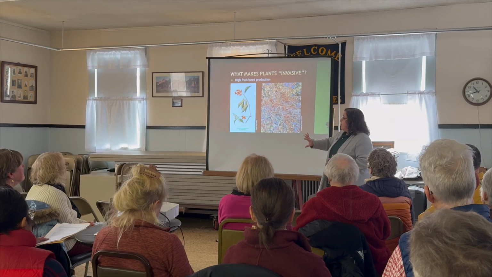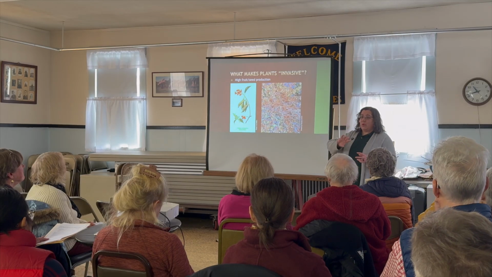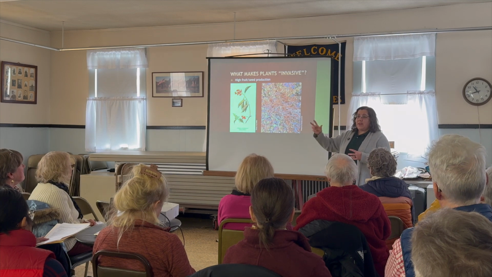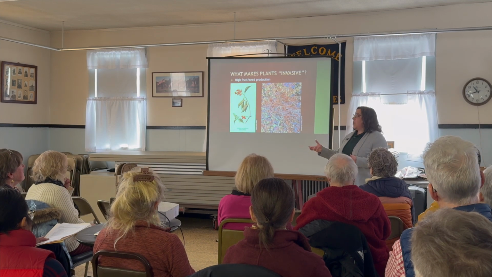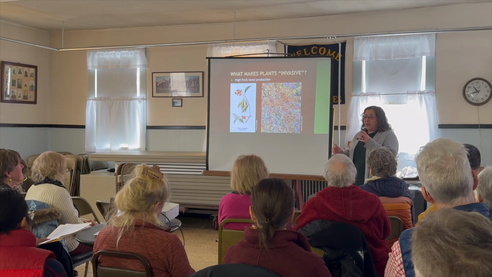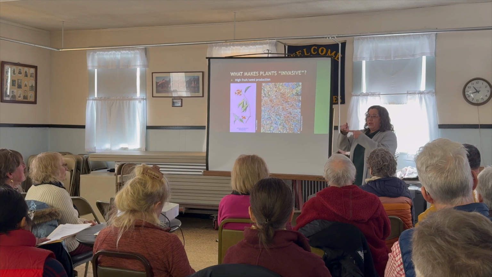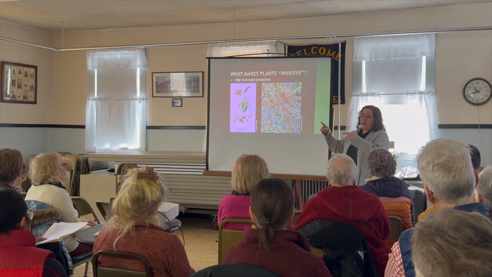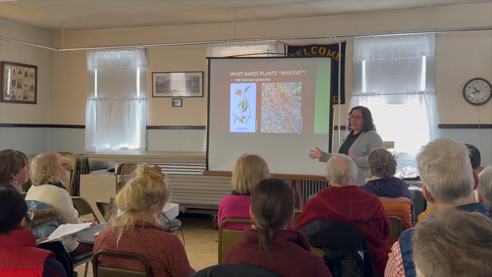The thing about American bittersweet is that it only puts out fruit at the ends of every vine, whereas Asiatic bittersweet puts out flowers and fruit at every axil where there's a pair of leaves along the stem. So much, much more fruit production.